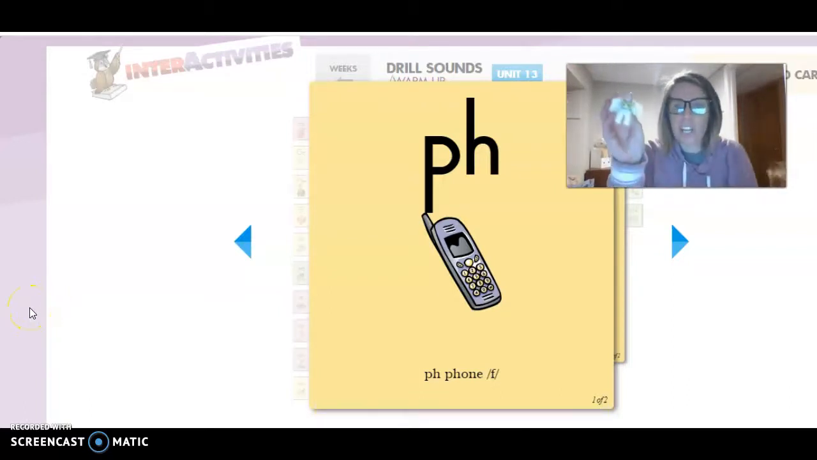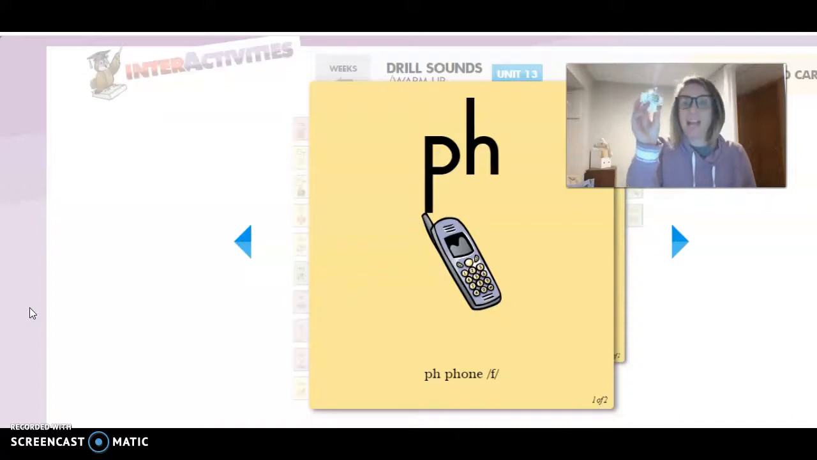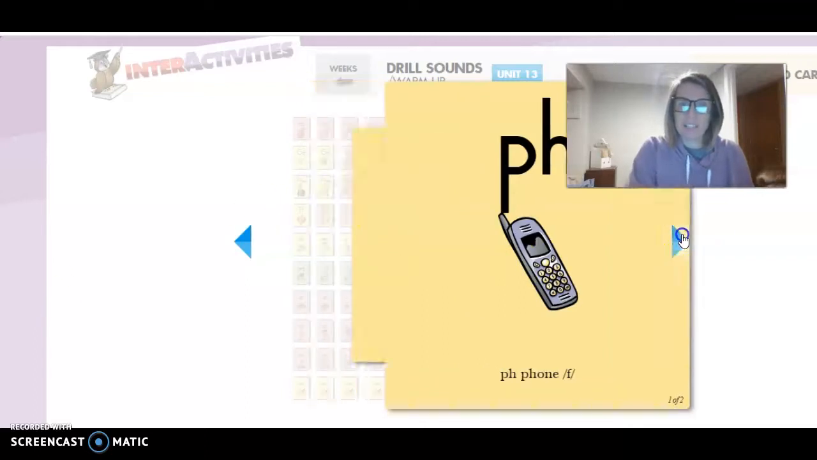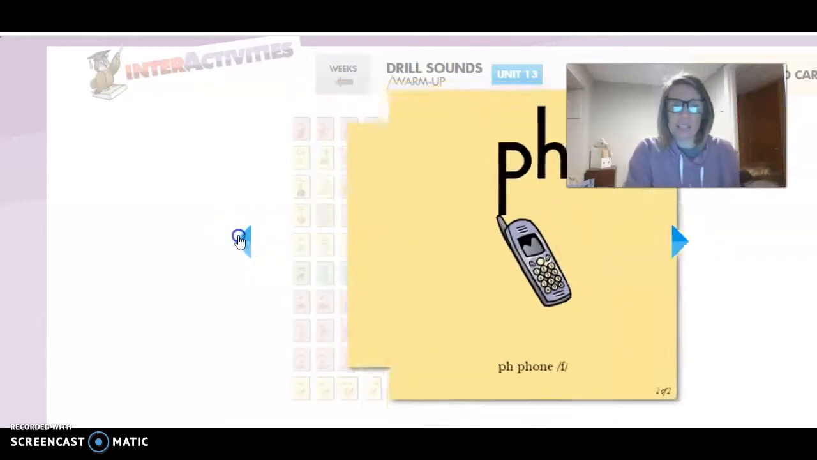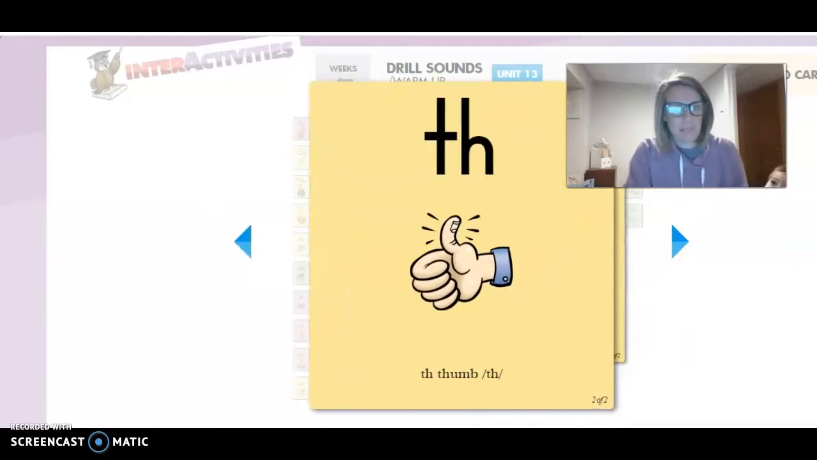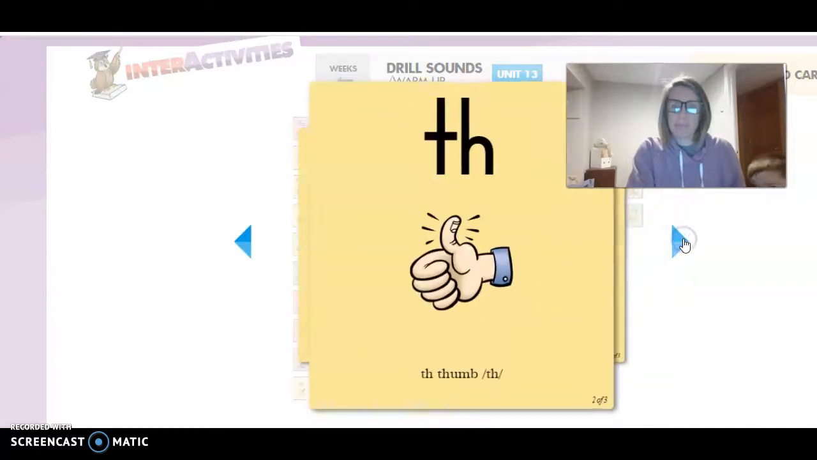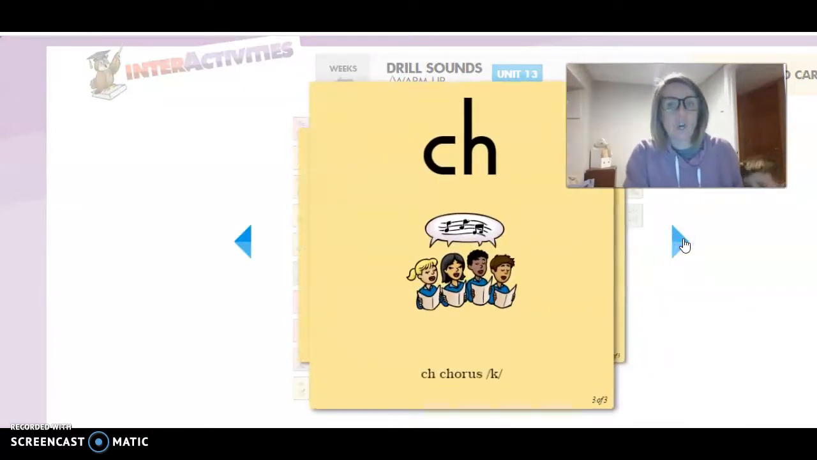Buzz Lightyear. Everybody, what are the letters that spell I in the word light? Who knows? IGH. Very good. All right, now for the next part of our warm up, repeat after me. PH, phone. Very good. The other digraph that we've been looking at, well, we know TH. The other digraph that we did earlier this week is what? CH, chorus, K. Great job.